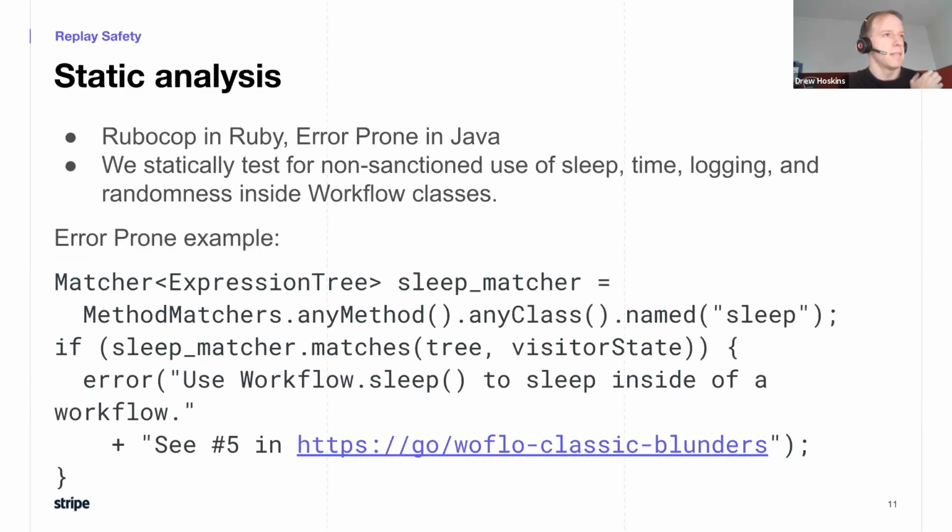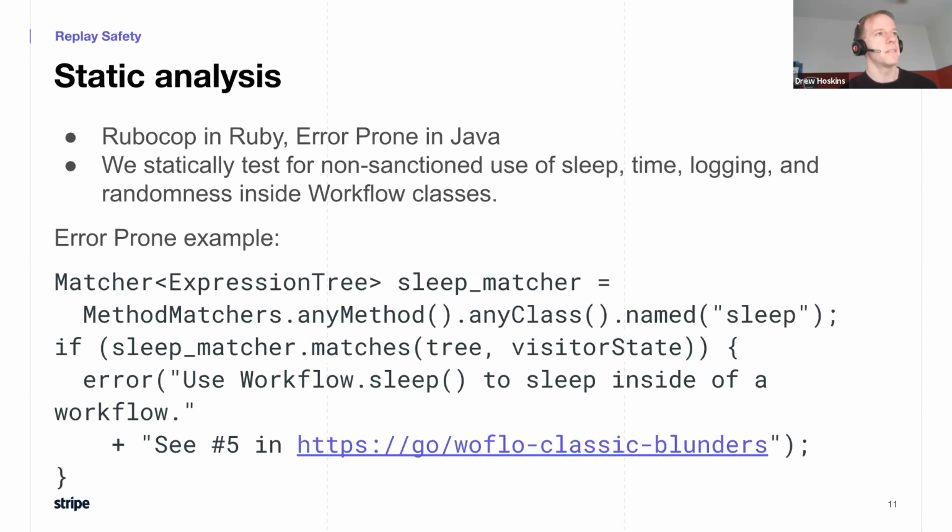There's a few ways this can manifest. One is they could be improperly using things like sleep or logging that would happen twice. Also, using the default sleep is bad because it's going to hard block, whereas Temporal sleep will defer execution, which is what you want. So we use Rubocop in Ruby and Error Prone in Java to detect statically any calls to a fairly long list of functions. This is an example of an Error Prone check. And then you can see here that we direct them to our classic blunders doc.